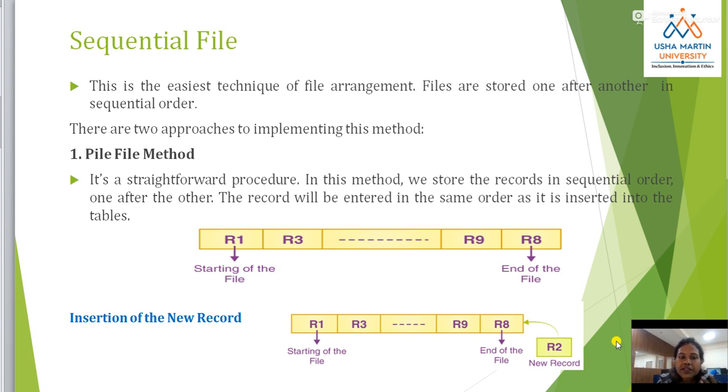This way one by one we have to store, at the end of the file. That's why this is known as sequential file organization. Inserting of a new record happens here. This happens in the file method. It is the straightforward procedure, and in this method we store the records in sequential order one after another. The records will be entered in the same order as they are inserted into the tables. This is the procedure for storing the record.